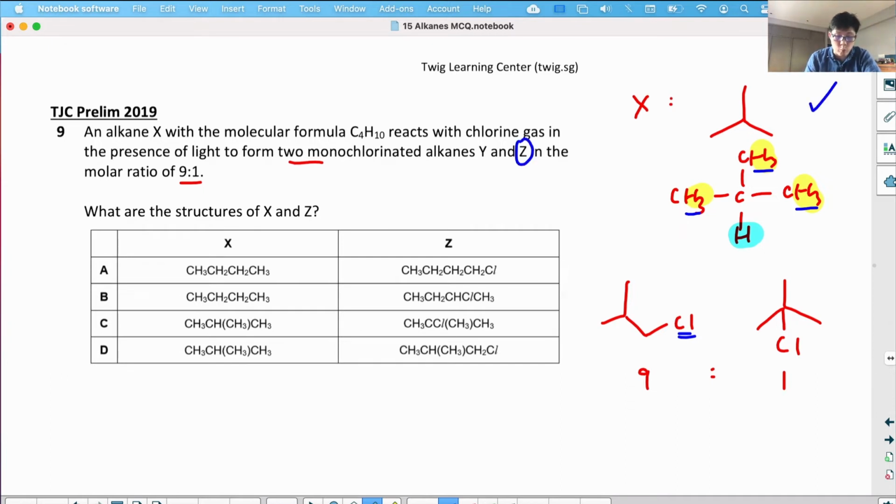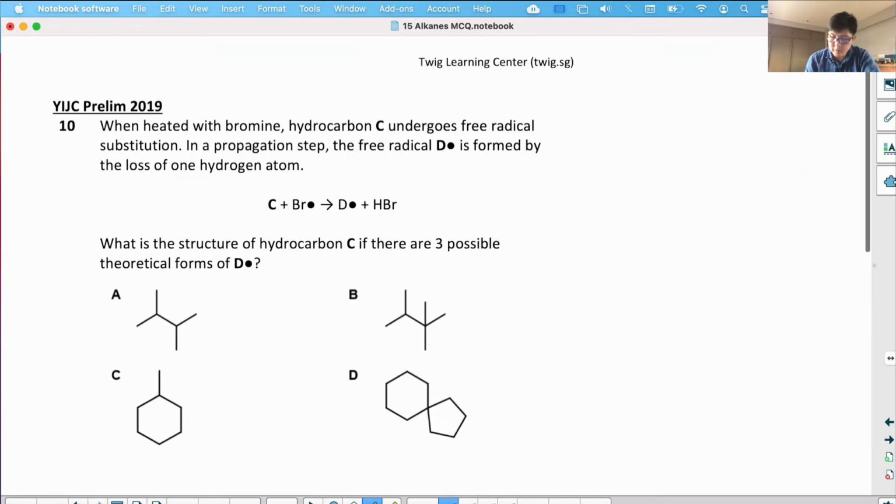And Z. So Z is 1, right? This is Y, this is Z. Let's check it out. The answer is actually C. If you draw out Z nicely, you can see that it's CH3, CCl, CH3, and CH3. So that's the structure. So the answer is C, right? Okay, let's look at question 10.